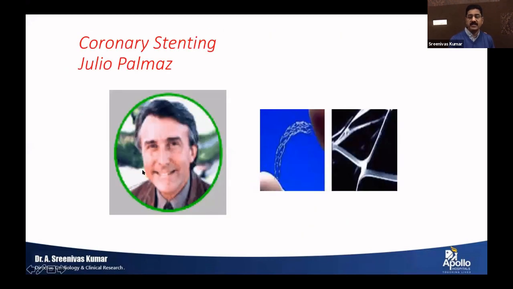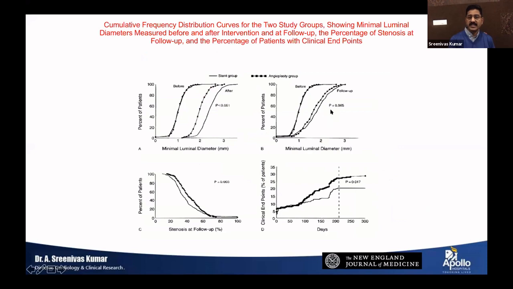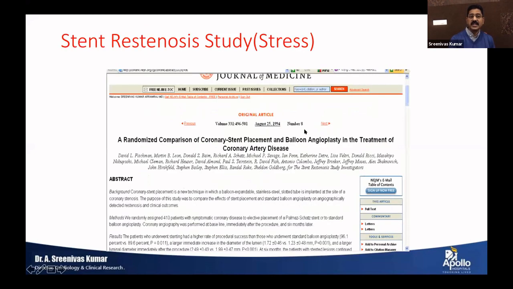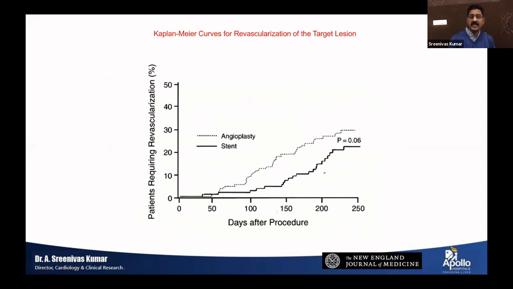Julio Palmaz is the one who was instrumental in developing this. Patrick Serruys, with the BENESTENT study, showed that the minimal lumen areas gained were very high compared to balloon angioplasty. And then STRESS, the restenosis study, again Martin Leon was the investigator. They showed that by using this, not only did the immediate results improve, but on follow-up also patients did well, and repeat revascularizations in the stent group were much less. That's how they became wiser.